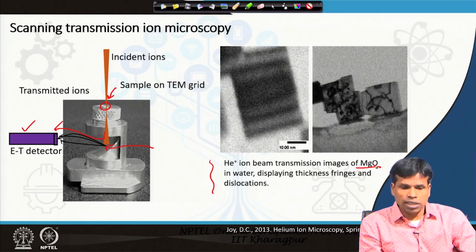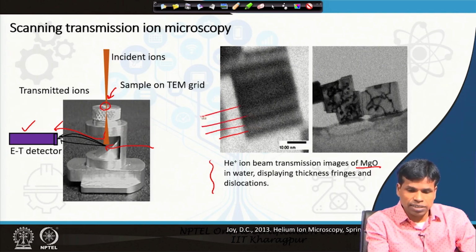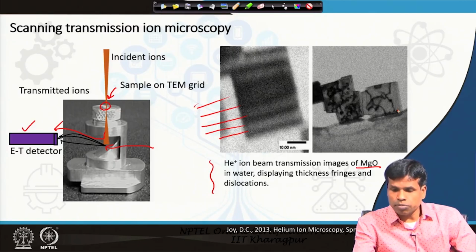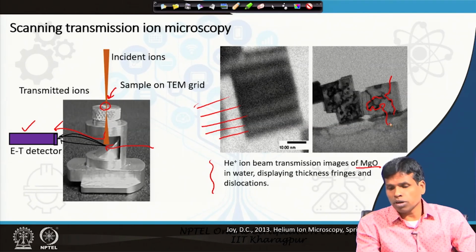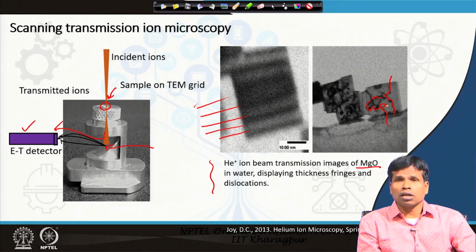And here you see a specimen, a magnesium oxide cube type of structure, in a scanning transmission ion microscope. Here the periodic dark and bright contrast tells about the thickness fringe in the left side of the image, and in the right side of the image the dark contrast indicates dislocation inside the specimen. So, some of this information, like the presence of dislocation inside the specimen, cannot be studied by the scanning ion microscope when we study 3-dimensional features.